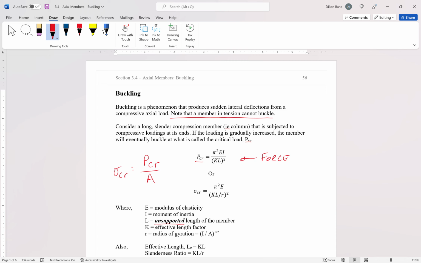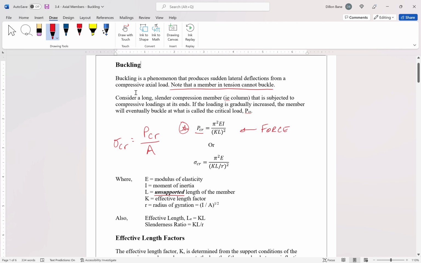So just taking the variables into different configurations, we have basically the same equations, just in two different formats. Okay. I typically just always stick with the P critical equation, because if you can find P critical, you can easily, with one more step, divide by the area to find the critical stress, instead of having to do I and A square root, trying to figure out what this radius of gyration is. It's just easier, I think, to calculate P critical and just start there. Okay. So P critical, pi squared EI divided by KL squared.